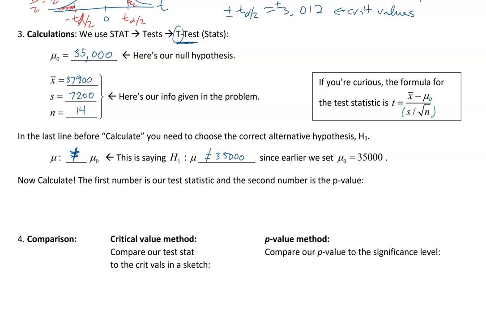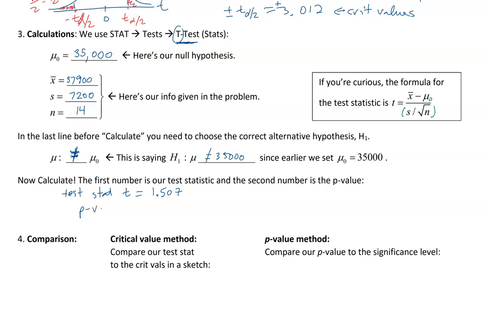And up at the top, my calculator reminds me I did a t-test and that my alternative hypothesis was the mean not equal to 35,000. And the first number after that is the test statistic, t, which I'd like you to write down and label. And I get 1.507, rounded to 3 places.